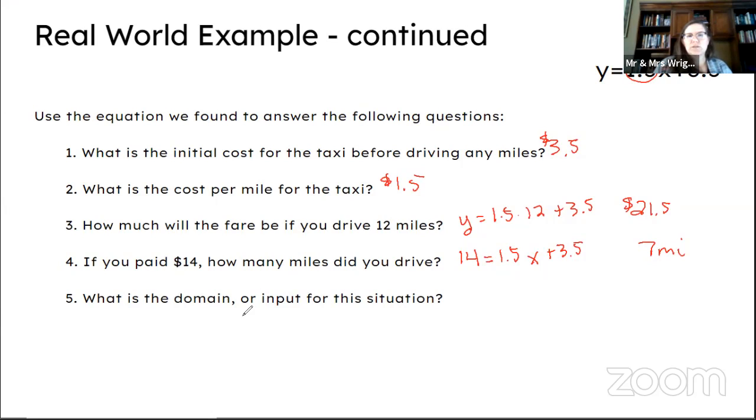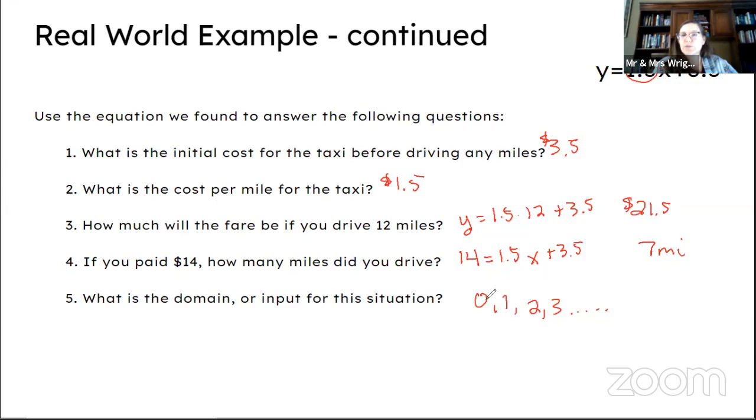What is the domain or the input for this situation? Okay, well, how many miles is it possible for you to drive? Are there any restrictions on how far you can drive? Well, you could go any number of miles that's positive, right? Can you go negative miles? No, I don't think you could go -3, -2, anything like that, but you could go 1.5, whatever. So remember, our domain is going to be 0, 1, 2, 3, etc. So this is not all real numbers, because all real numbers includes the negatives as well.